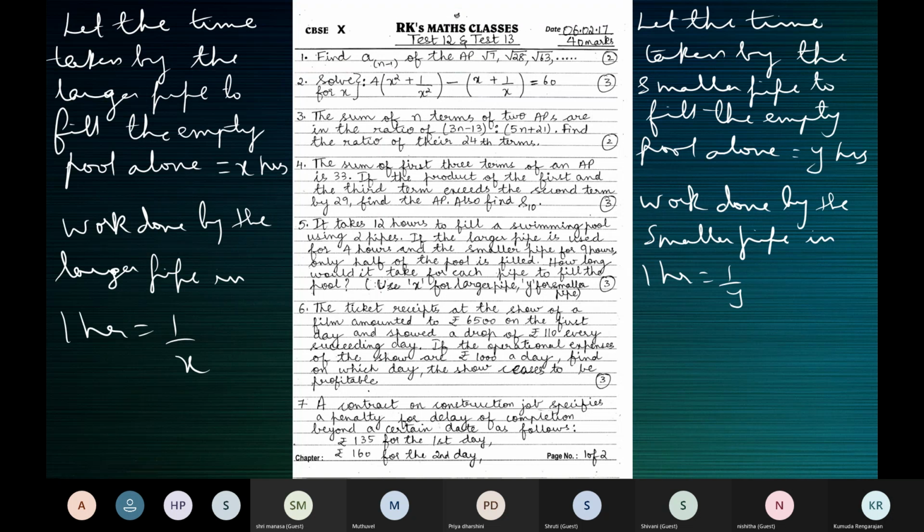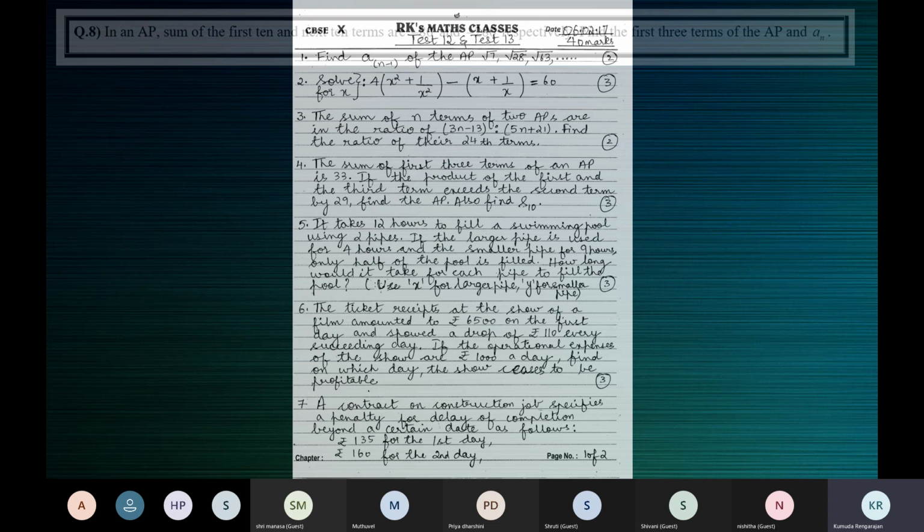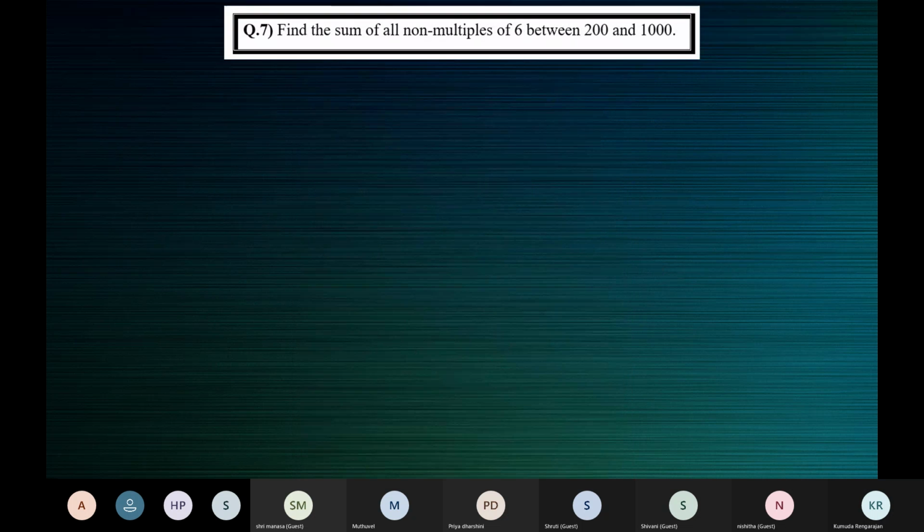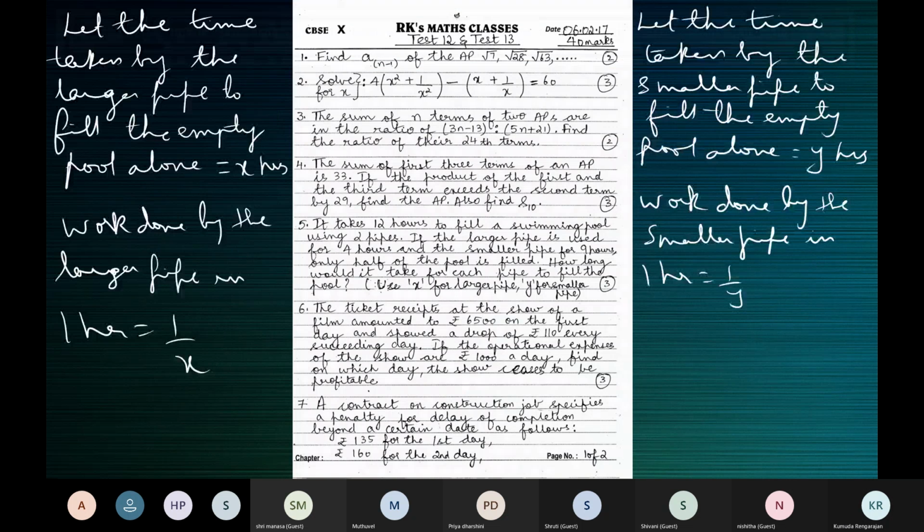Then if the larger pipe is used for 4 hours and the smaller one is used for 9 hours, only half the pool is filled. So that means, which one is used for, I forgot. This question is common to linear equations in 2 variables and quadratic equations. You might get this under the heading quadratic equations also.